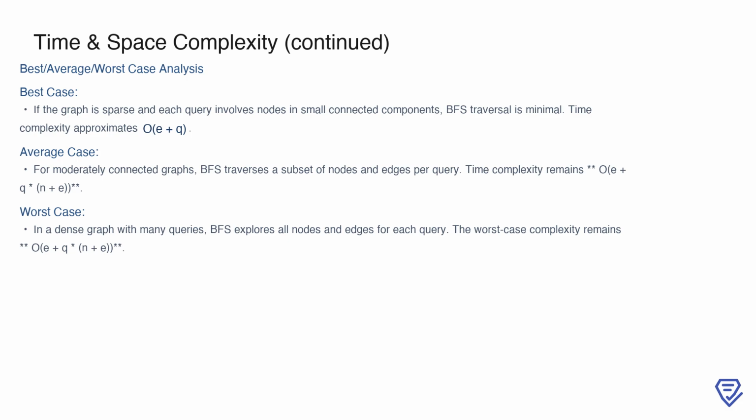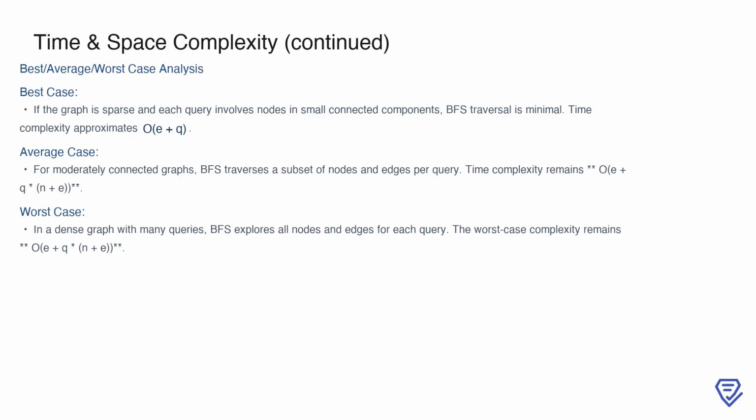For the average case, in moderately connected graphs, BFS processes a subset of nodes and edges for each query, maintaining the time complexity at O(e plus q * (n plus e)). In the worst case, with a dense graph and many queries, BFS may explore all nodes and edges for each query, but even here, the complexity remains O(e plus q * (n plus e)).